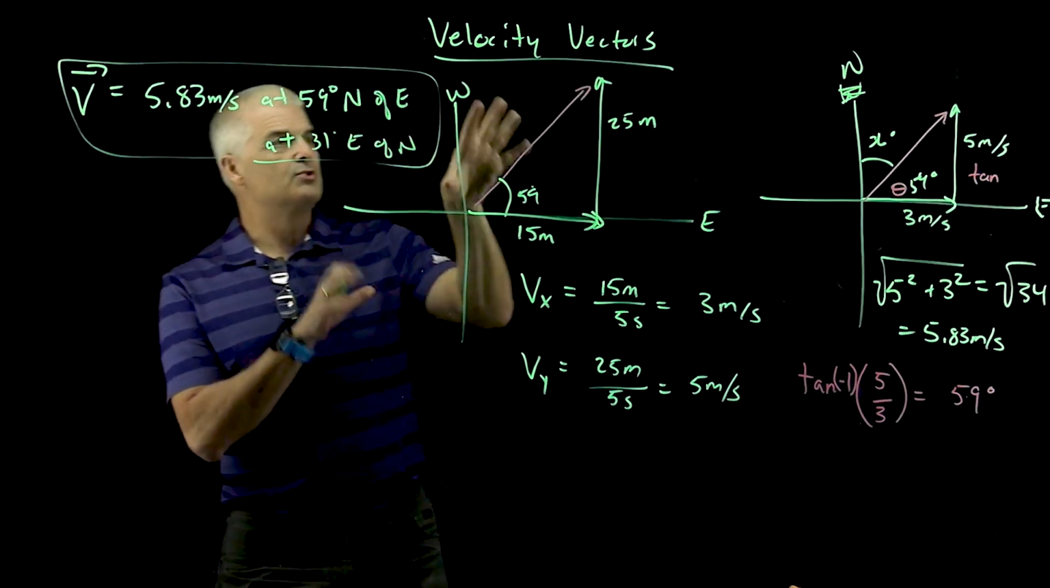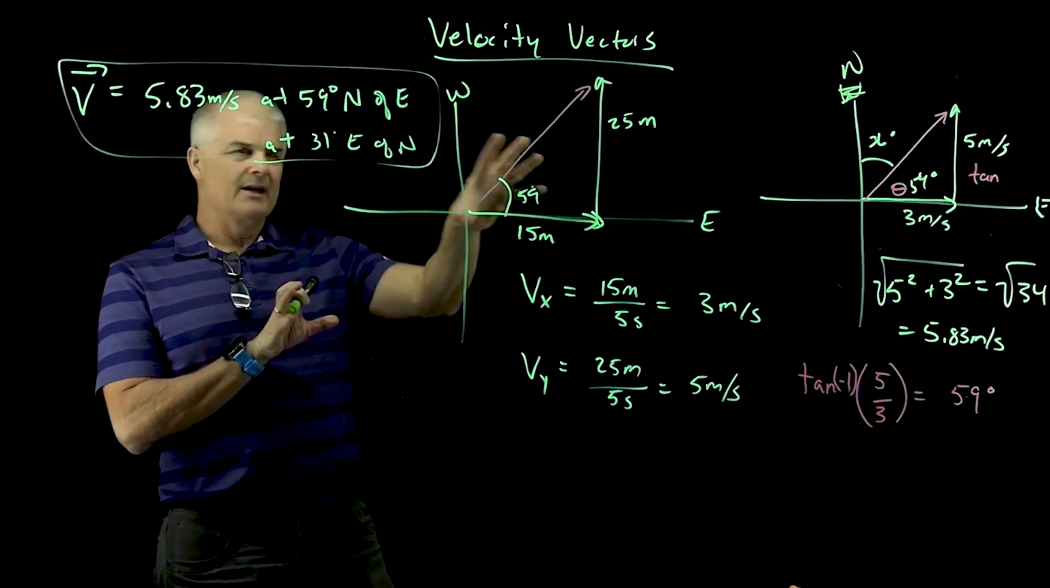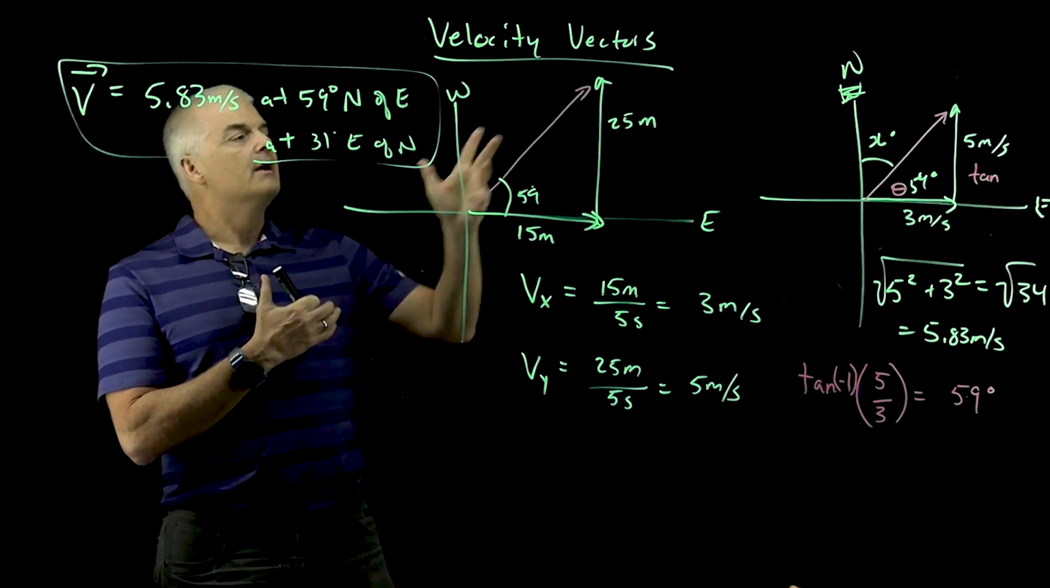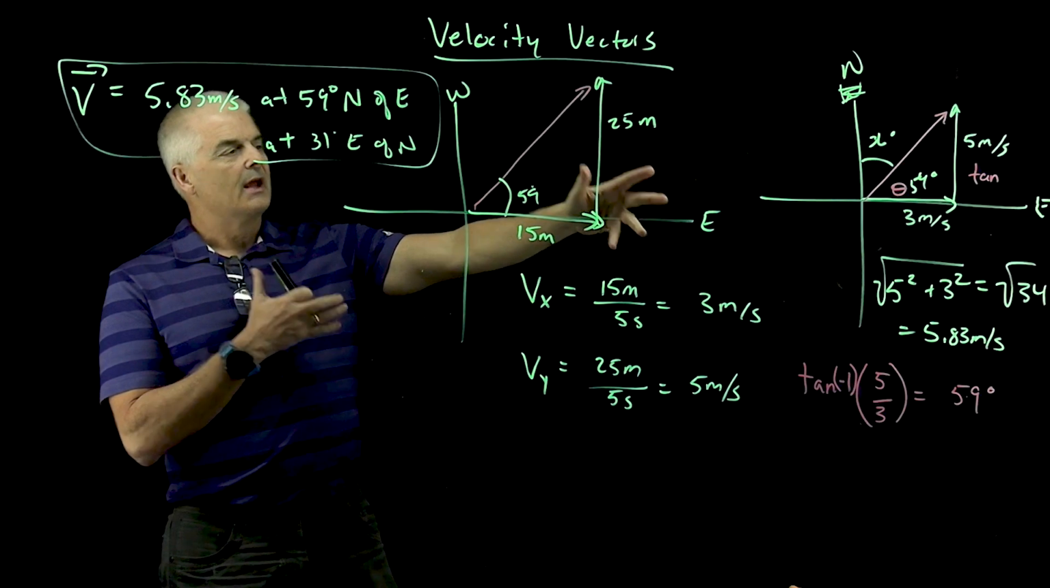But that's how you do velocity vectors when you have a time component. I didn't give you the velocity, I gave you distance and time, and then we drew the velocity vectors, and then we found the angle.